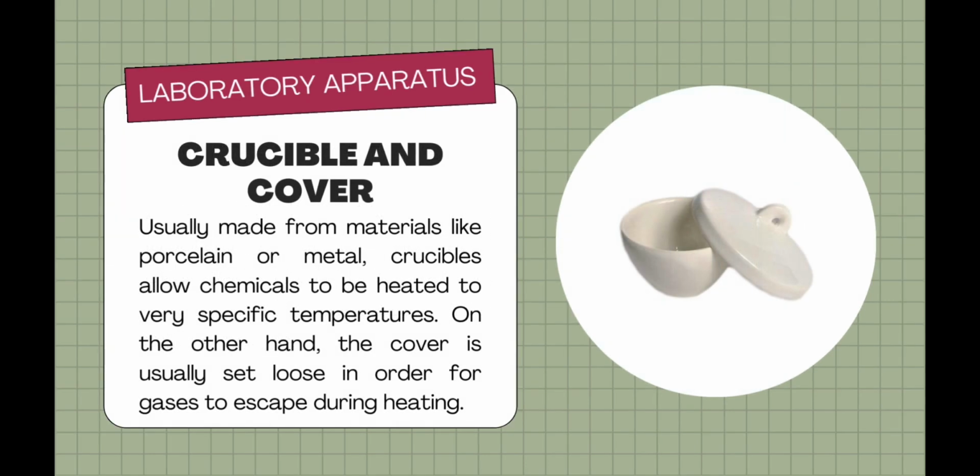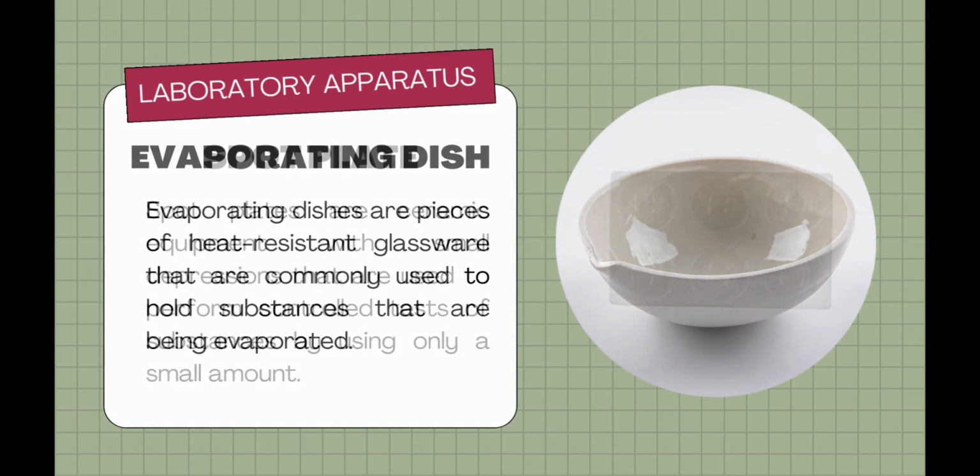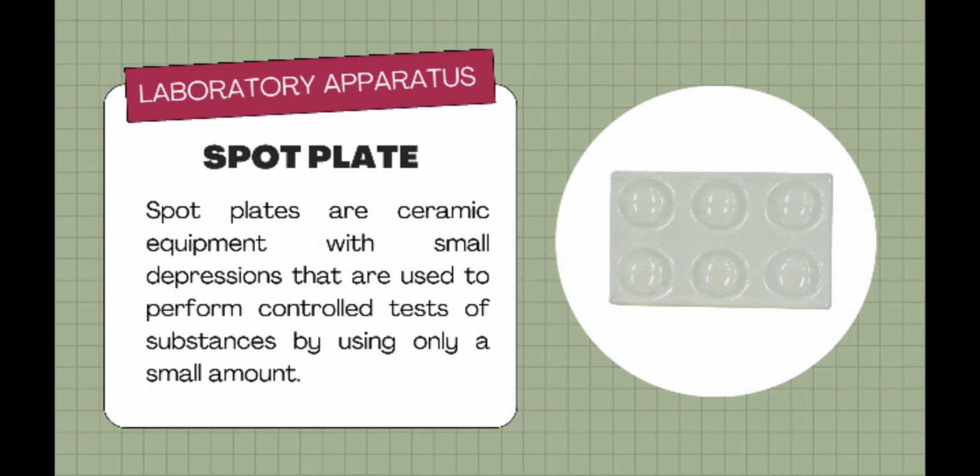Crucible and cover, on the other hand, are usually made from materials like porcelain or metal. Crucibles allow chemicals to be heated to very specific temperatures, but the cover is usually set loose in order for gases to escape during heating. The evaporating dish or dishes are pieces of heat-resistant glassware that are commonly used to hold substances that are being evaporated. Spot plates are ceramic equipment with small depressions that are used to perform controlled tests on substances by using only a small amount.